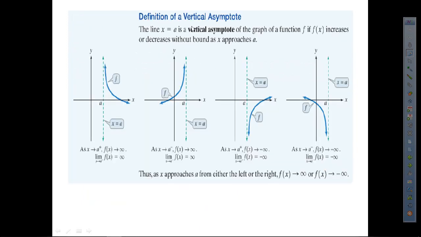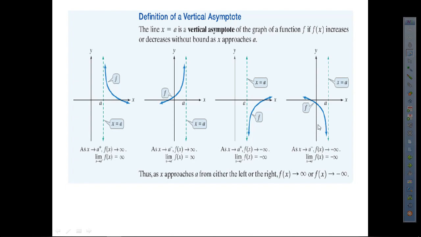Now, the definition of a vertical asymptote says the line x equals a is a vertical asymptote of the graph of a function f if f of x increases or decreases without bound as x approaches a. What that says is that as we get closer and closer to an x value of a on both sides of a, it's going to either go off to positive infinity or negative infinity on those two sides.